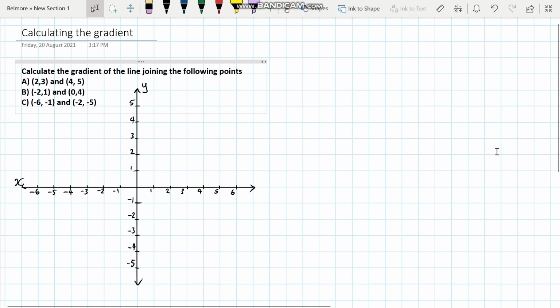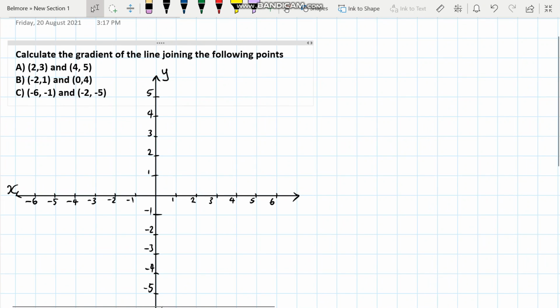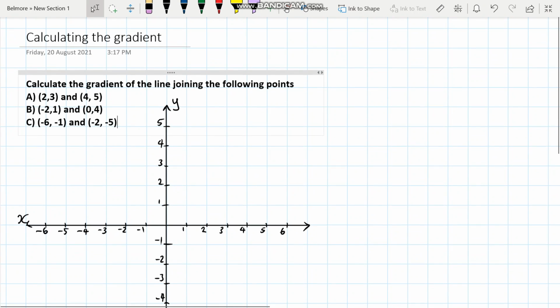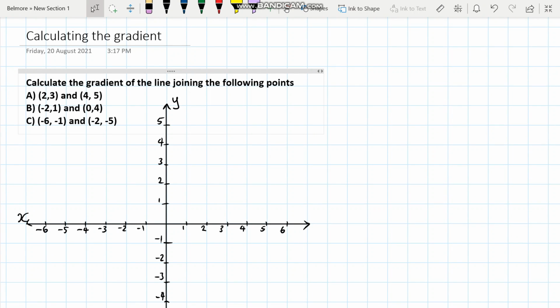Okay, in this lesson, we're going to look at calculating the gradient of a line. So over here, we have a question that says, calculate the gradient of the line joining the following points. I have line A, which joins the point (2, 3) to (4, 5). Part B goes from (-2, 1) to (0, 4).